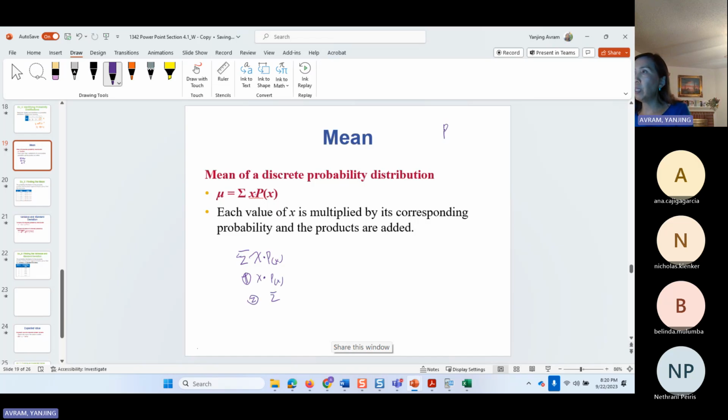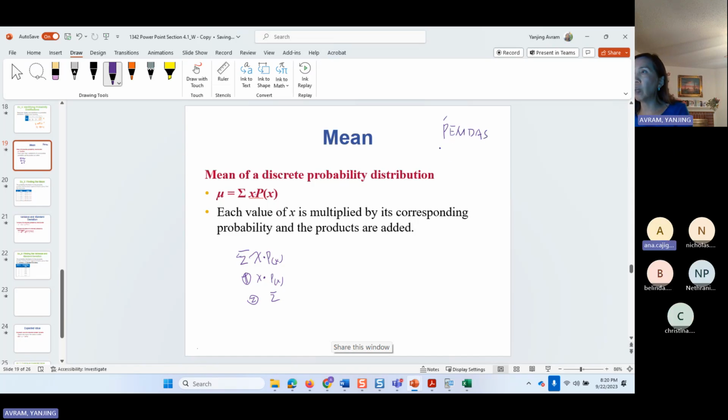All right, remember PEMDAS. Sometimes if you have a parenthesis, you have to go first, right? Exponent is also higher order, go next, after the parenthesis. And then that's the multiplication, division, addition, subtraction. Addition and subtraction are lower level than the multiplication and division.